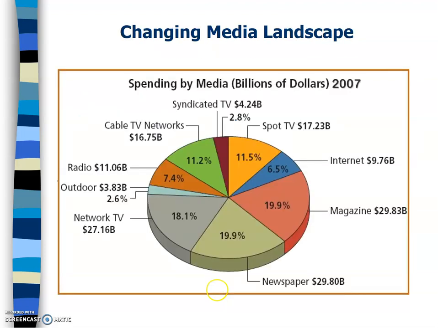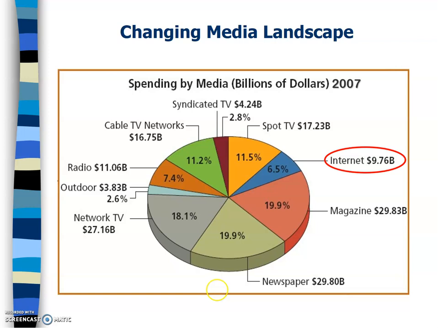First of all, if you look at 2007 at the distribution of spend on different media, what do you notice? Well, you notice that the internet was only 6.5% of the media spend. Television, including cable, syndicated, and network, and also spot TV, I should say, is the dominant one. Television is getting the lion's share of the spend, right? Newspaper is around 20%, magazine around 20%.